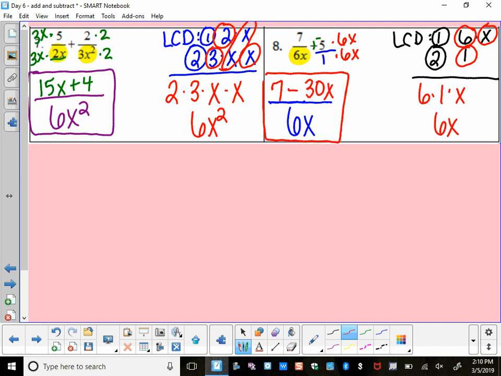We cannot cancel anything out from top to bottom because that minus sign limits us. Everything on top is bound together. Any questions on this one?